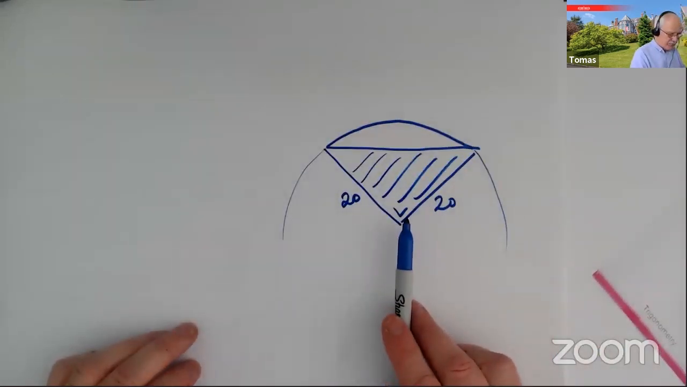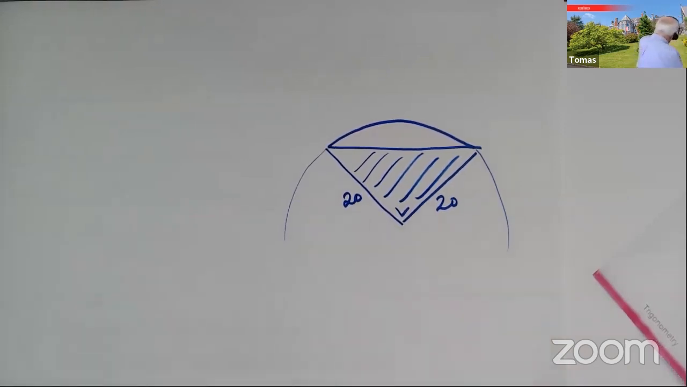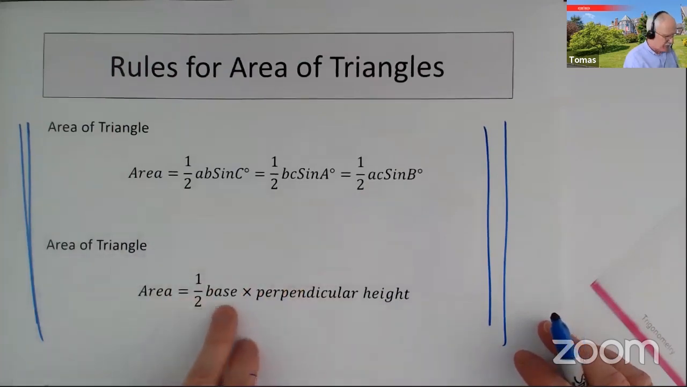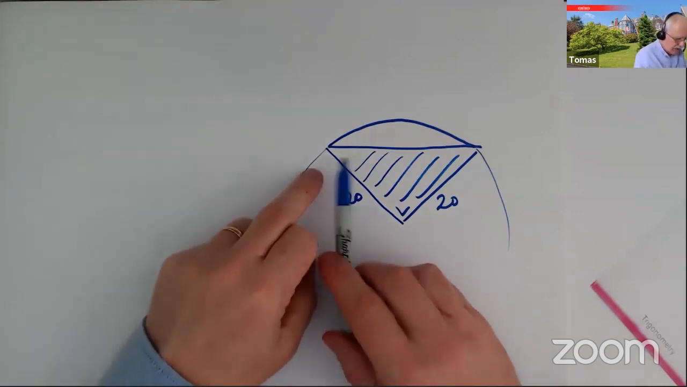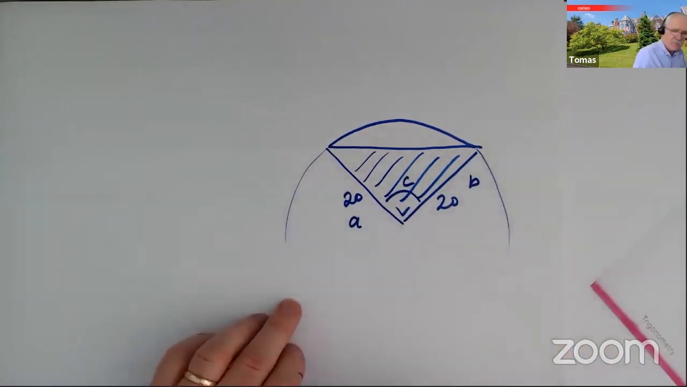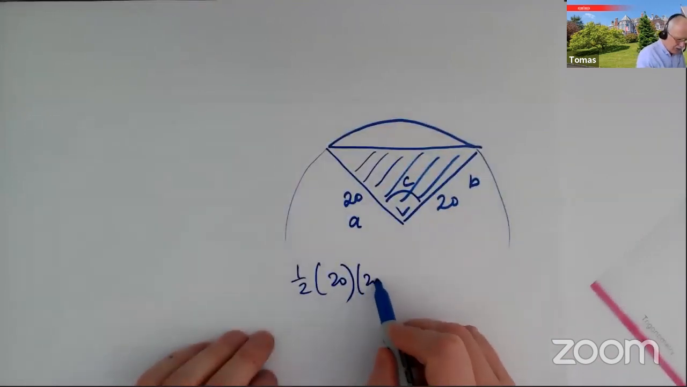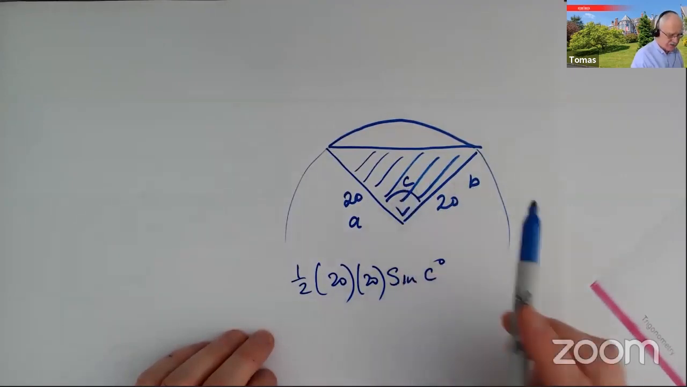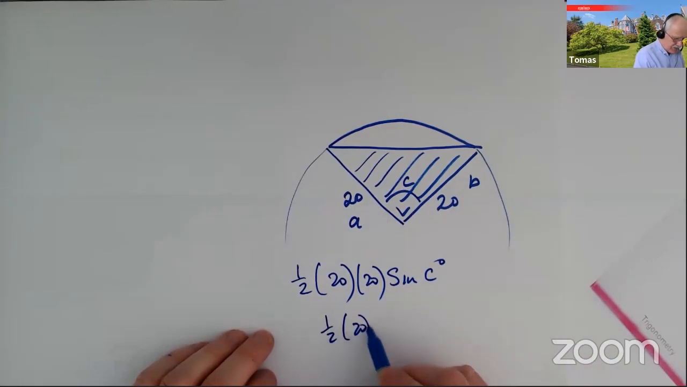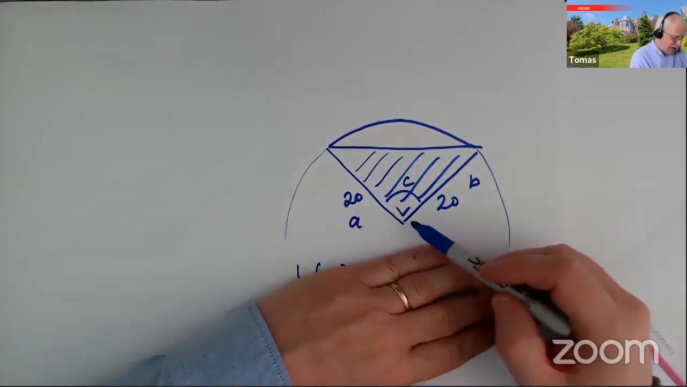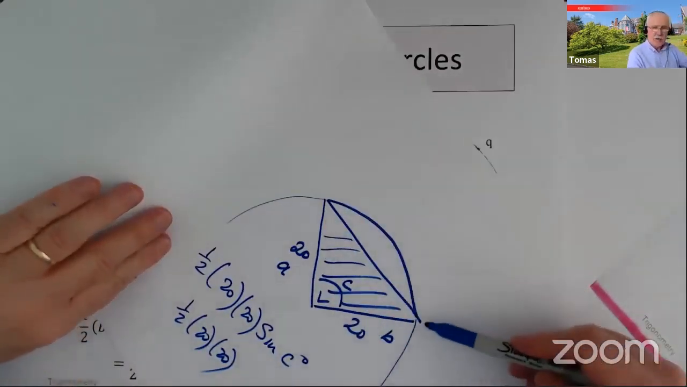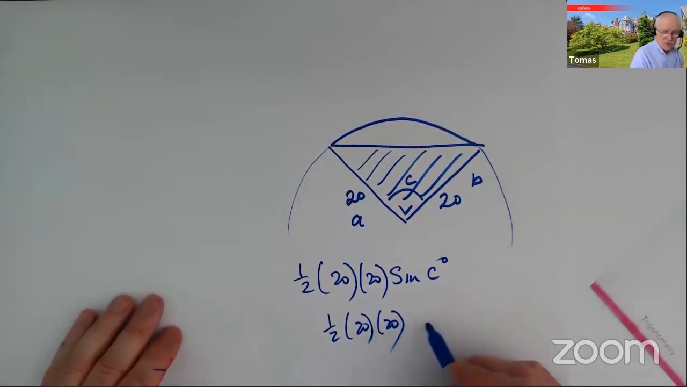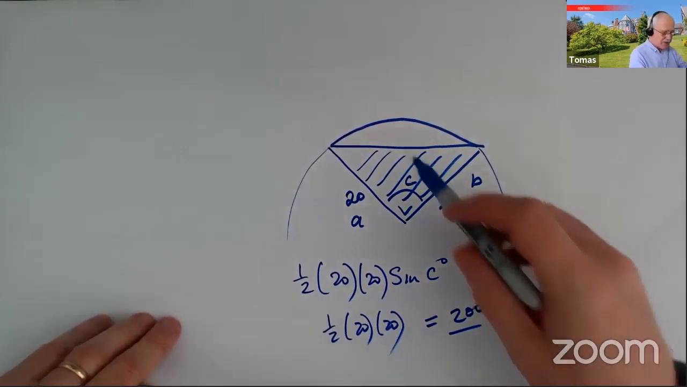This little bit here is a triangle. And I think we have an equation for the triangle. The area of a triangle was half AB times sine C, or half the base by the perpendicular height. If that's A and that's B and that's the angle C, it's a half times 20 times 20 times sine of that angle C. But the angle is 90 degrees and sine of 90 is 1. So it's a half of 20 times 20. Another way of looking at it is half of the base by the perpendicular height, because it's a 90-degree angle. So it's half of 20 by 20. And 20 by 20 is 400, and half of that is 200. So that's the area of the green bit.